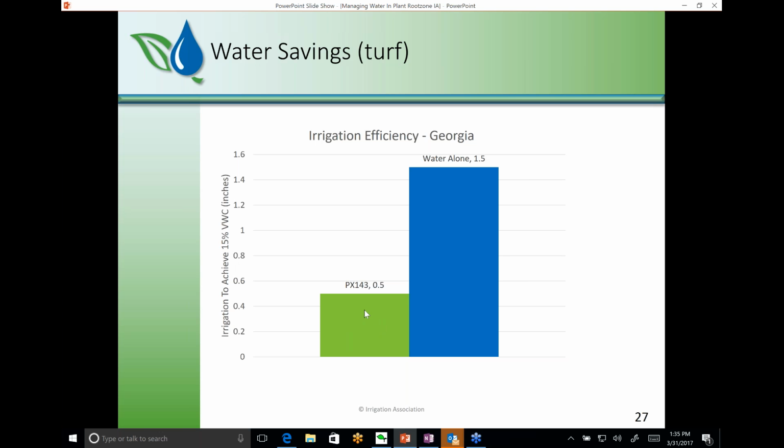So this is the water alone. And you can see that it took them about, on average, 1.5 inches of irrigation to get back to 15% volumetric water content. When the turf was sprayed with a water management chemistry, you can see that it only took about 1/2 inch to get to 15% volumetric water content. So in other words, it took 1/3 of the water to get back up to that critical point where the turf would start to show wilt. So imagine what that means to irrigation efficiency on a golf course.